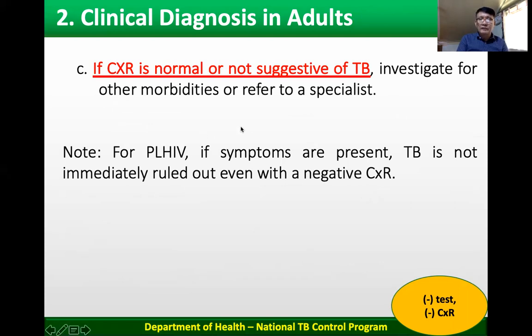So most of the time we have this kind of scenario. The chest X-ray is normal, not even suggestive of TB, but then the patient complains of some symptoms of TB. So it really needs investigation for other morbidities. Or the best, we have to refer to a specialist. Note, for PLHIV, if symptoms are present, TB is not immediately ruled out, even with a negative chest X-ray, okay?